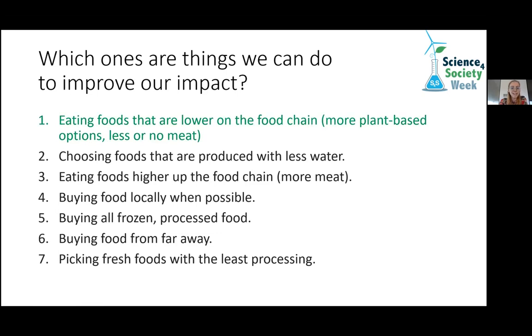So the first one is something that we can do to improve our impact. If we eat more plants and fewer animals, we would be having a lower impact. Choosing foods that are produced with less water is also something we could do. Using less water would mean less of an impact. Obviously, eating more meat would be worse, because we remember seeing that the meat was always the higher impact foods at the top of our impact scale that we looked at earlier.